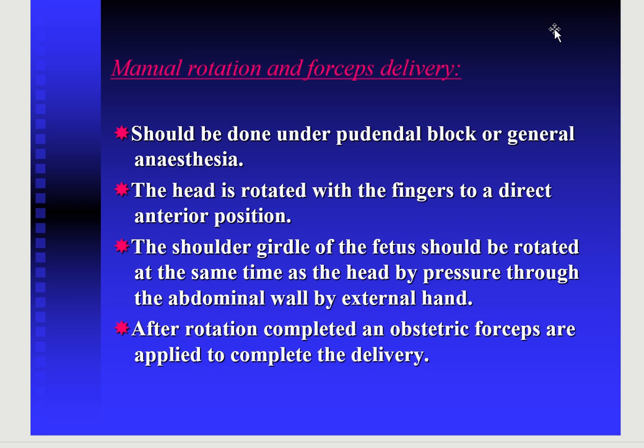The forceps or the manual rotation of the head should be done under proper analgesia and anesthesia. The head is rotated with the fingers to a direct anterior position. Along with it, the shoulder girdle of the fetus should also be rotated at the same time as the head by pressure through the abdominal wall by the external hand. After the rotation is complete, then the obstetric forceps are applied to complete the delivery.